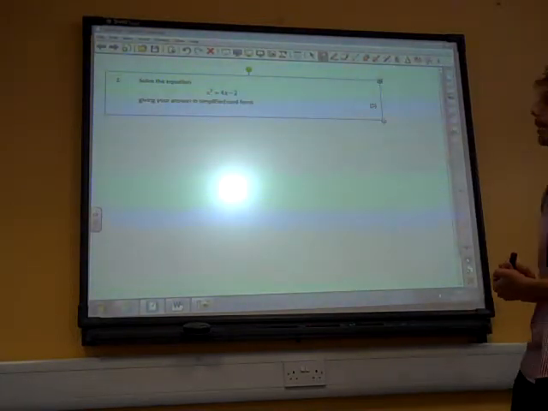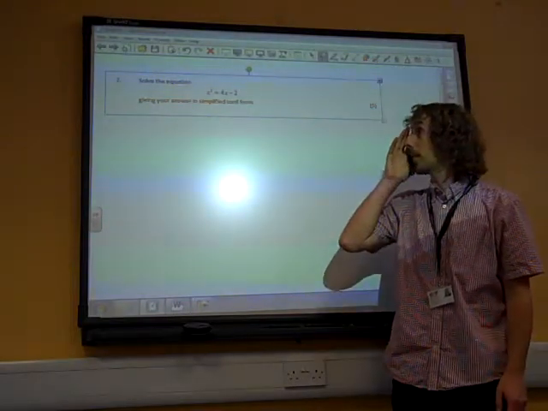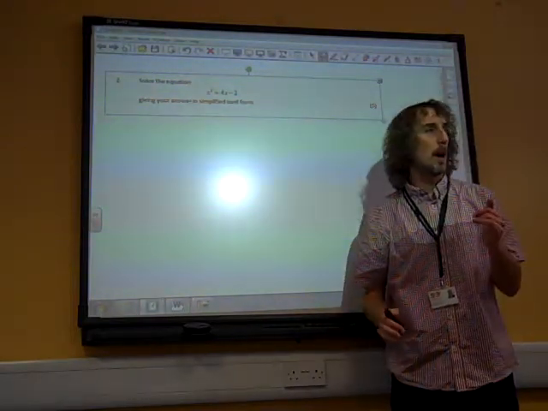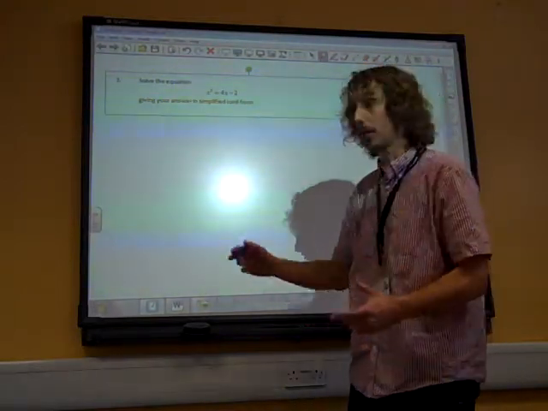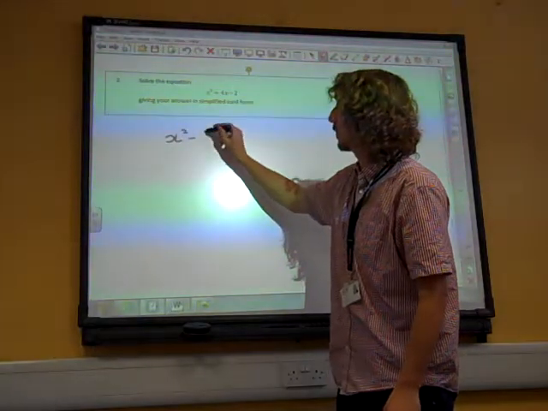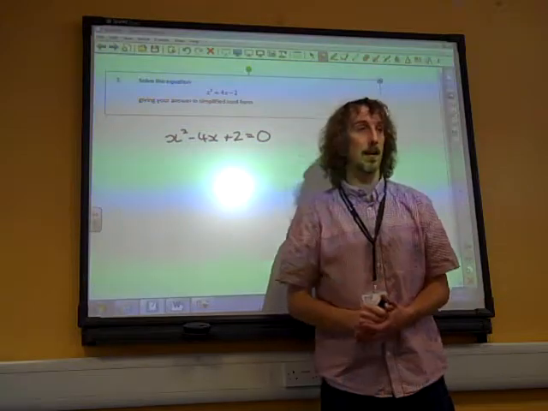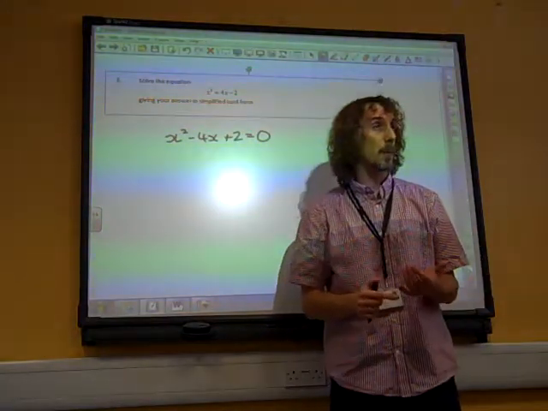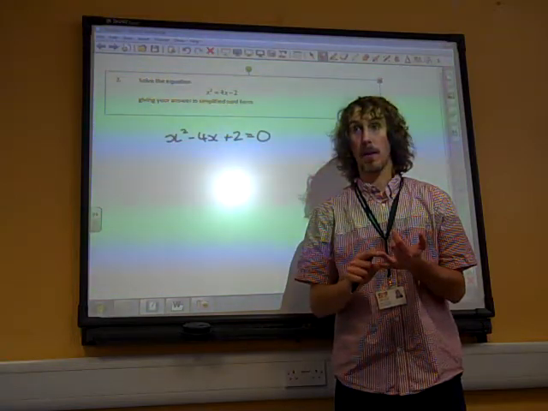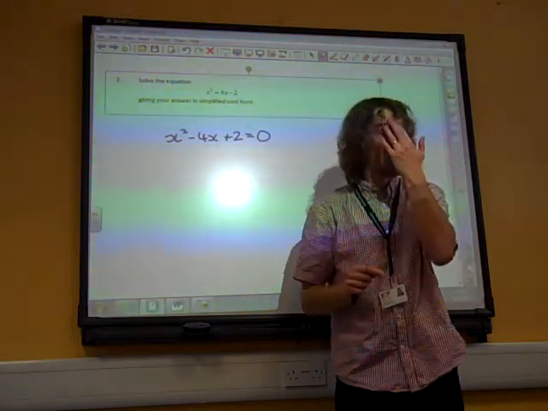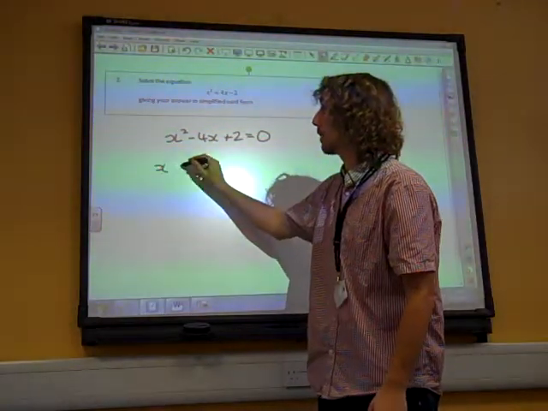Great. Question 2. Solve the equation x squared equals 4x minus 2, giving your answer in simplified surd form. Well, the first thing we need to do is to write it so it's a quadratic equal to 0. So before we do anything else, we need to get it like that. And now we've got a choice about how we proceed. We could either use the quadratic formula, or we could complete the square. And it doesn't matter which way you do it, either one will get the full marks. I think I might do it with the quadratic formula for now.